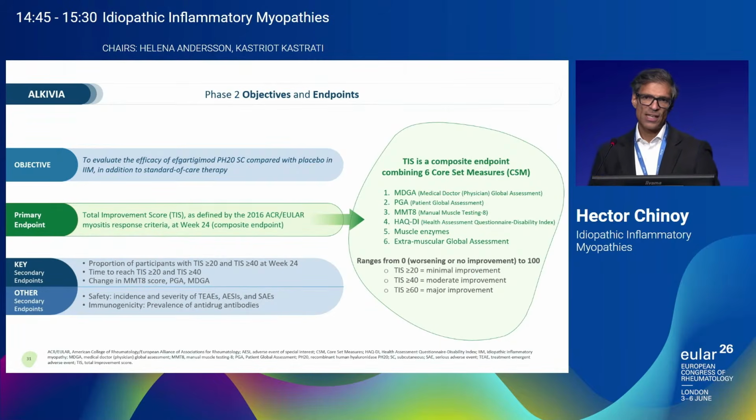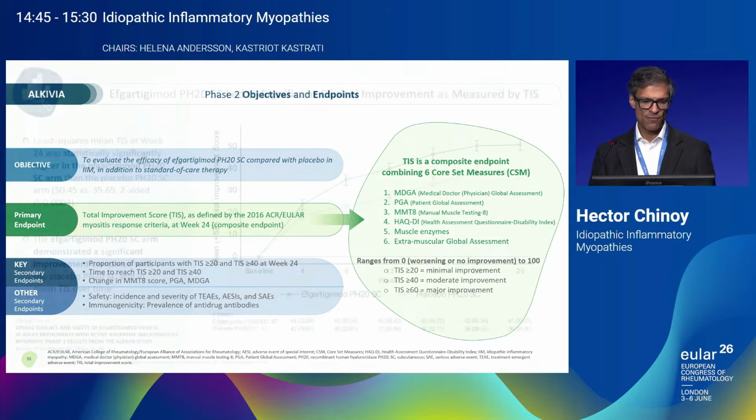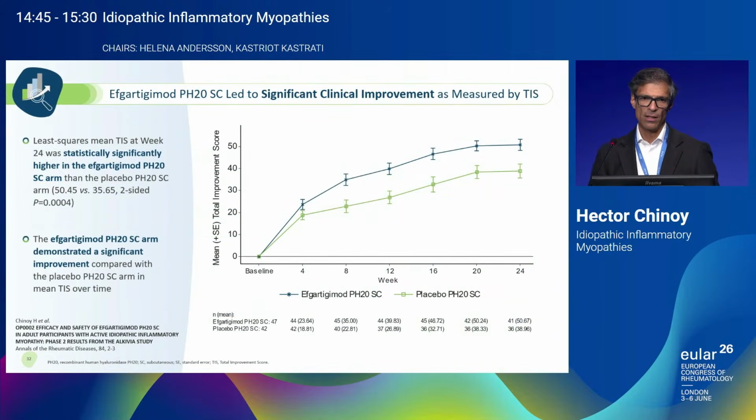So this takes us on to Alkivia. This study was presented last year at EULAR, and the objective was to assess the efficacy of efgartigimod compared to placebo, and the primary endpoint was the total improvement score at week 24. And there was an extension of the study, which we presented just earlier on today, and there's an ongoing phase 3 where there's been a database lock and we wait for the results of the phase 3. But the phase 2 was a positive trial, which is so heartening to see in myositis.